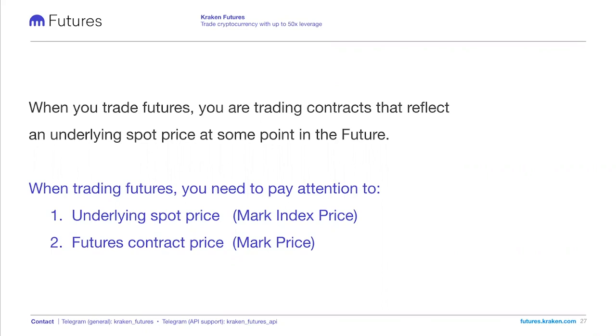And because you're trading a contract that references a separate price, there are two moving pieces that you have to pay attention to in futures. There's the underlying spot price, the thing the contract references, and that's referred to as the mark index price, and we'll talk about that in detail. And there's the futures contract price itself. So that's the contract you're trading, and that's called the mark price.